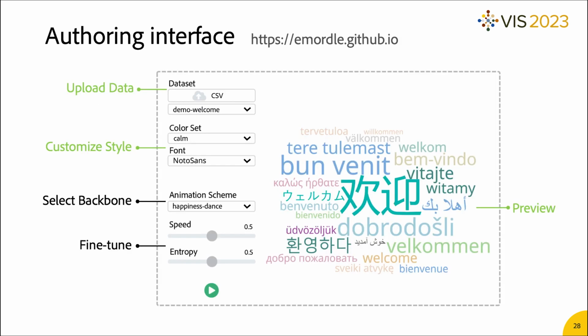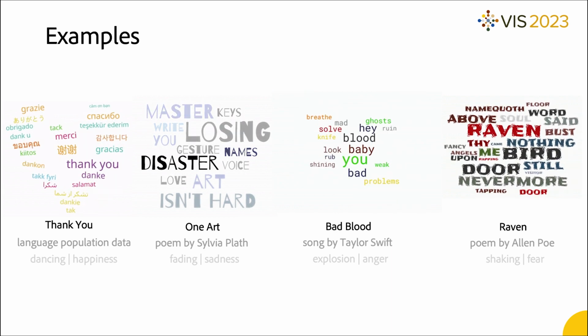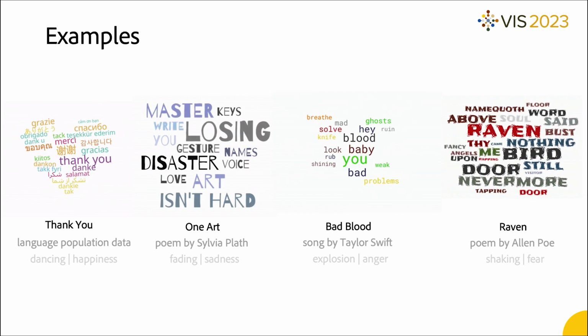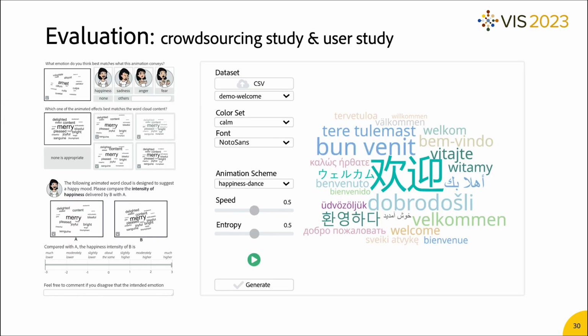We also develop a user interface for authors on Emordle integrating the 4 design cases. Users can upload their data, customize the static styles, select backbone animations, and adjust the entropy and speed while previewing the effect. Here we showcase several examples applying our approach for suggesting happiness, sadness, anger, and fear.